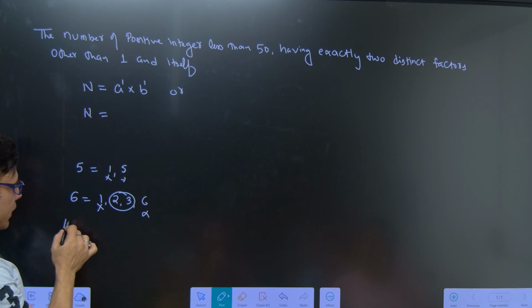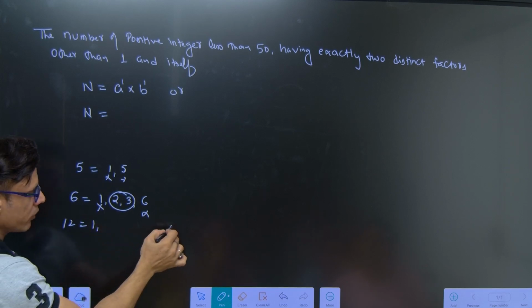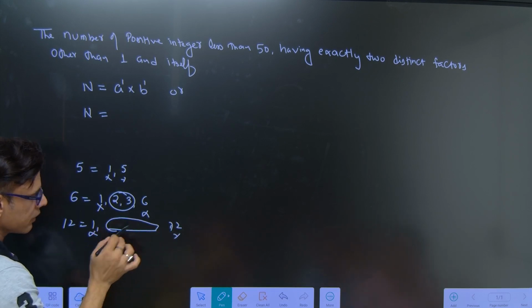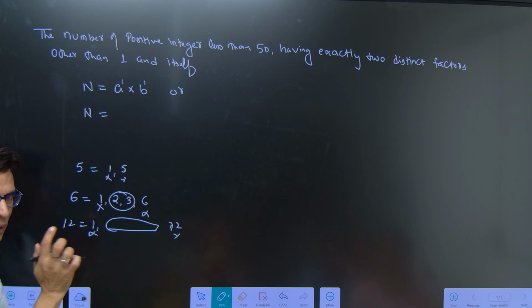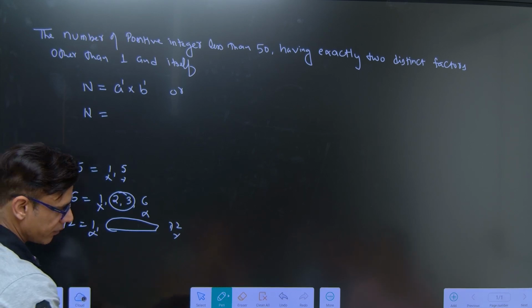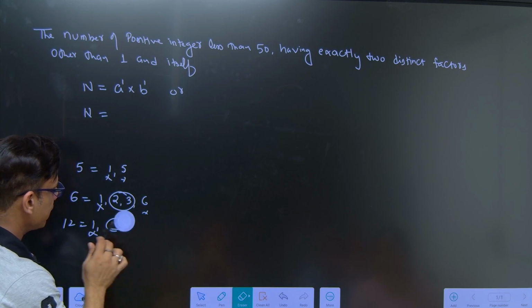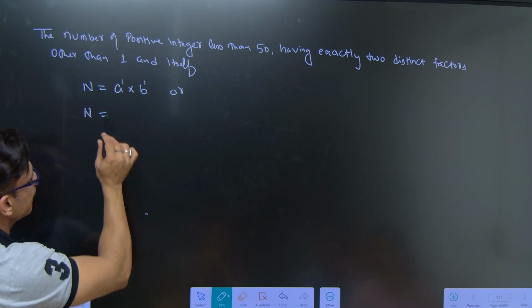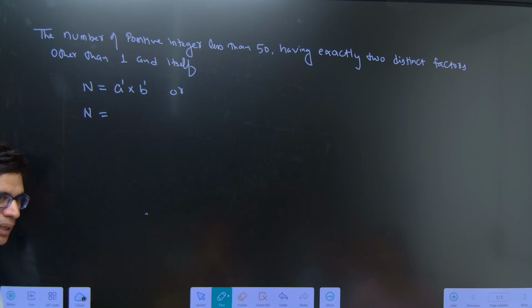So if I take 12, it has 1 and 12, definitely these two are there. Apart from this, we should have only 2 factors, not more than 2. 2 distinct factors. That's what the question is saying, right? Now tell me one thing. There is one more form of number, think about it, which also has 4 factors.